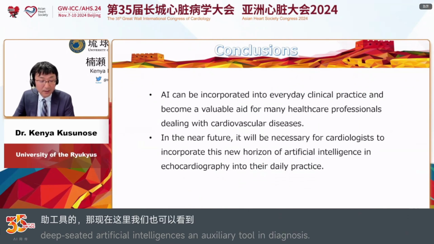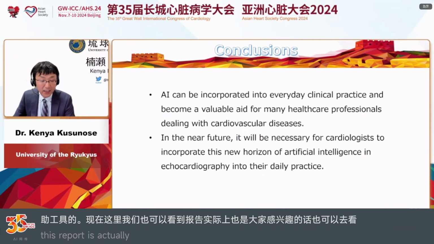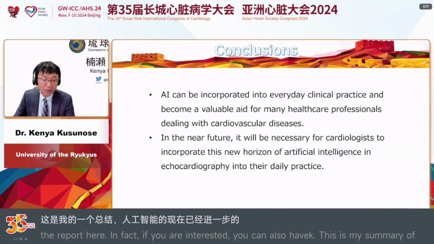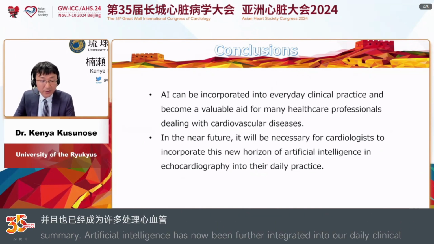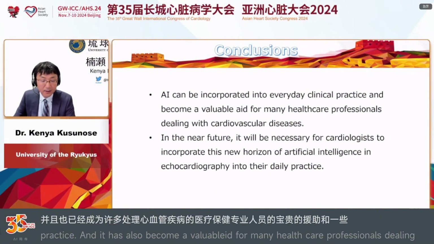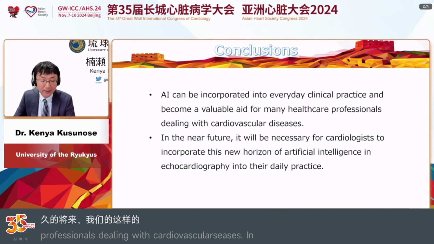In conclusion, AI can be incorporated into everyday practice and become a valuable aid for many healthcare professionals dealing with cardiovascular diseases. In the near future, it will be necessary for cardiologists to incorporate this new horizon of artificial intelligence in echocardiography into their daily practice.